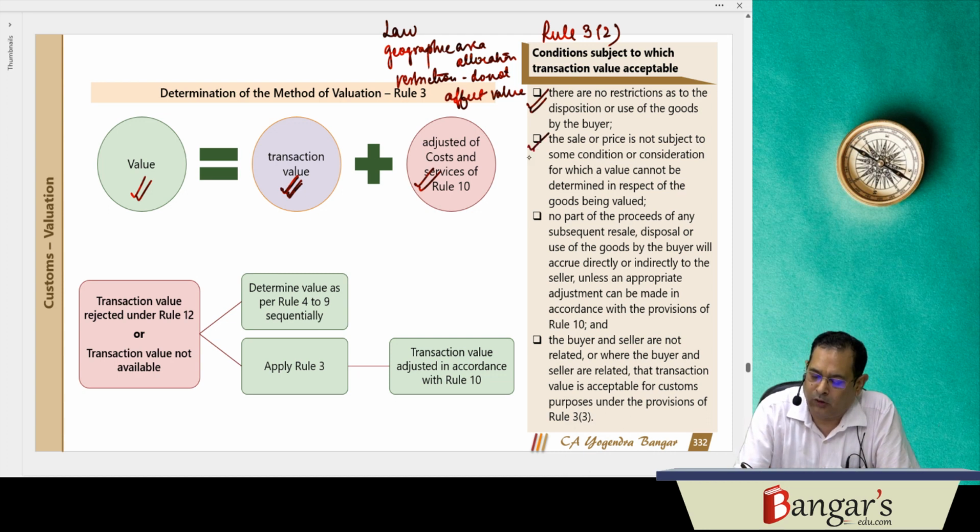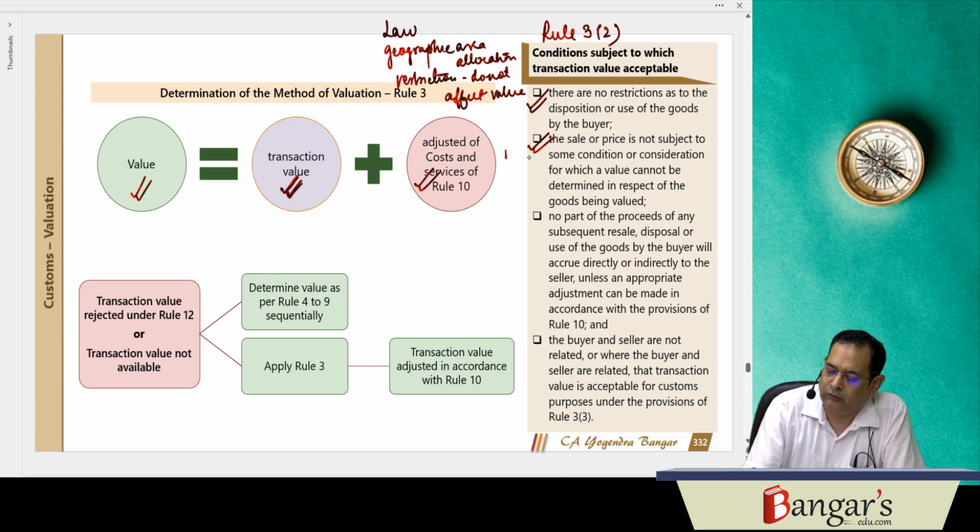Then, the sale or price must not be subject to some condition or consideration for which value cannot be determined in respect of the goods being valued. Some such conditions can be tie-up sales, full line forcing.